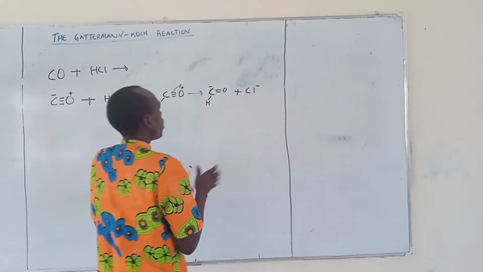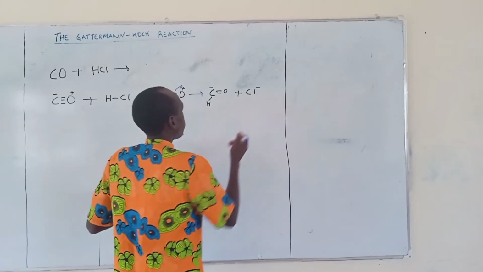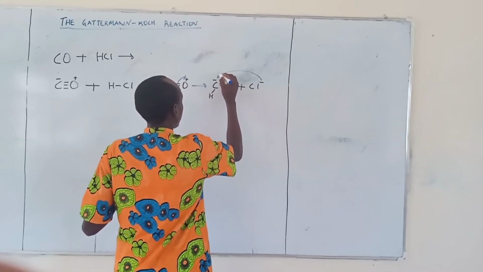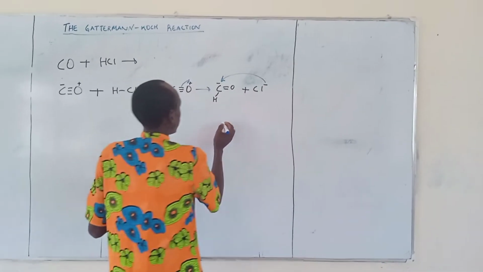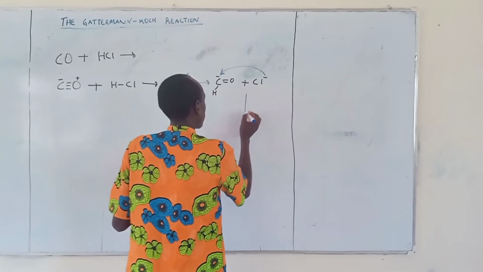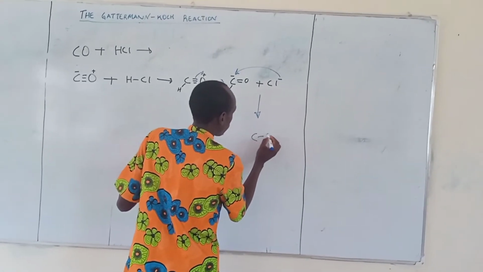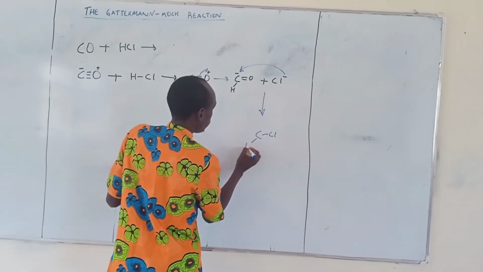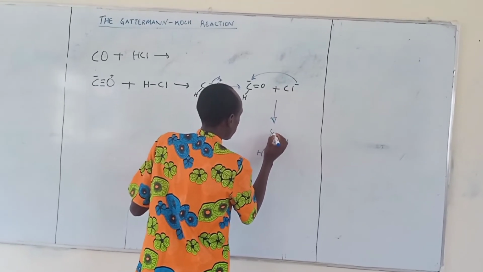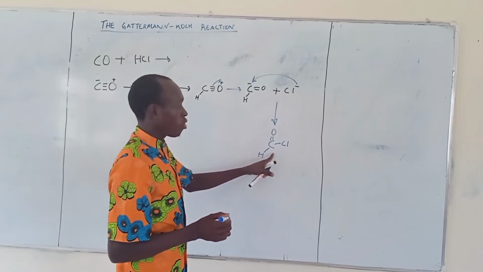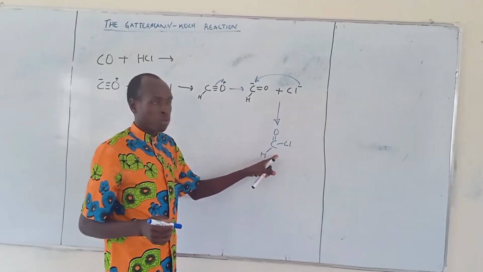So this chloride ion will come and get itself attached to carbon, so that we can have carbon bonded to chlorine, bonded to hydrogen, then bonded to oxygen. Now this becomes the formyl chloride. This is now the Gattermann-Koch product.